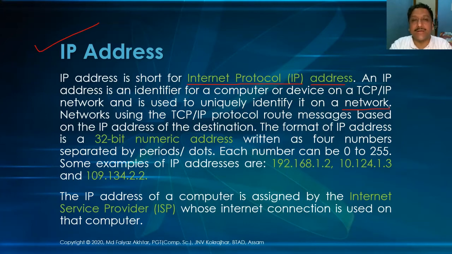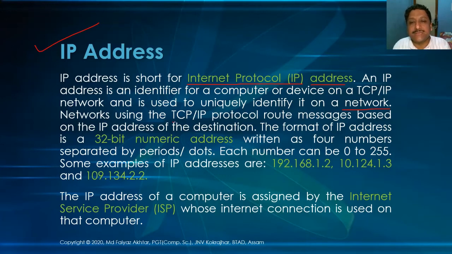Why is an IP address given to each and every computer connected to the internet? Because on the internet, each computer has to be uniquely identified. For that purpose, each computer or node connected to the network has a particular IP address to uniquely identify it. So this is the address: it identifies that this IP address belongs to that computer.